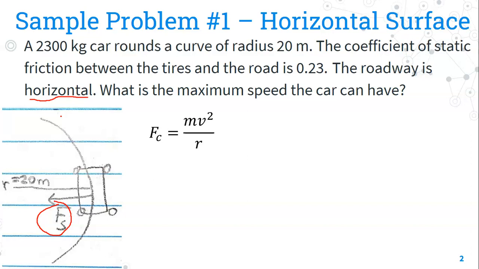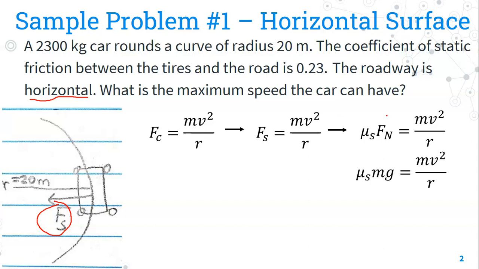So we know that the formula for the centripetal force is Fc equals mv squared over r. And we know that it's the force of static friction that's causing that centripetal force. So Fs equals mv squared over r. And we know that the formula for the force of static friction is the coefficient times the normal force. And again, since the roadway is horizontal, we know that the normal force is equal to the weight. So we can replace this Fn with an mg. Now, notice at this point that the m's cancel out. So I didn't even need to give you the mass of the car.